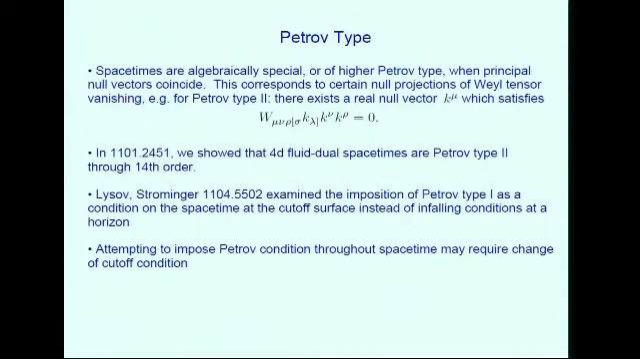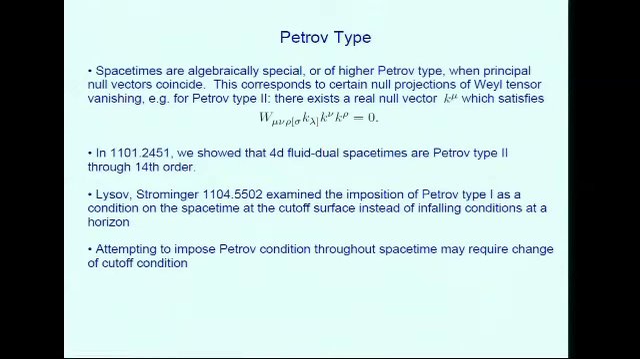So we were able to calculate in 4 dimensions in our nonlinear case, and this is our second paper, that the fluid dual spacetimes I wrote down for you earlier turn out to be Petrov type 2 through 14th order. Now that sounds like a heck of a lot, it's actually not. The invariant we calculated, you can show that it has to be 0 at least through 12th order, so we've only shown that the 2 higher orders are 0. But it's still something perhaps interesting.